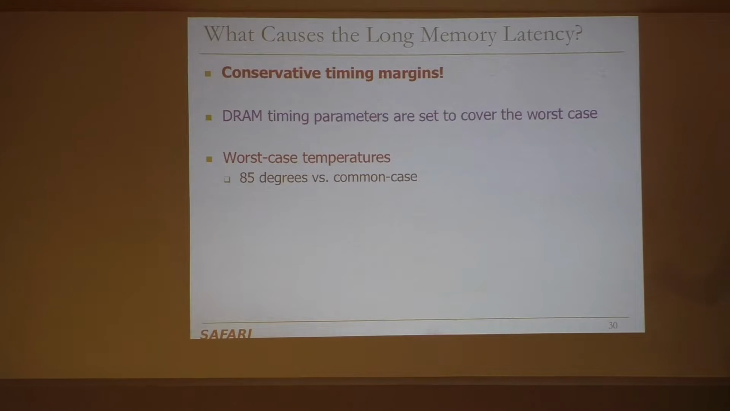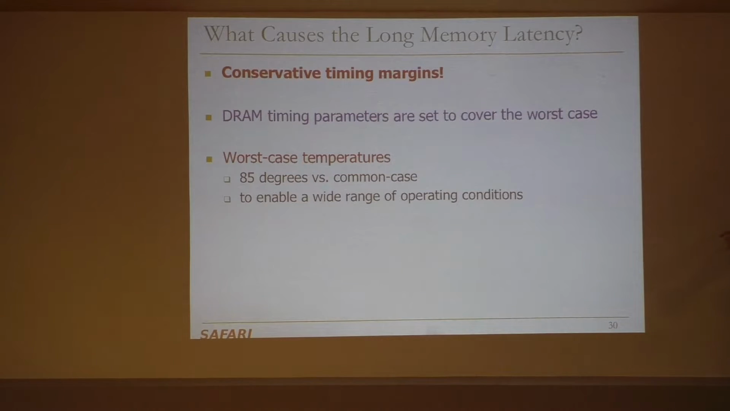DRAM is specified to operate at 85 degrees, but the common case is not 85 degrees. I'm going to show you some results in a little bit. Common case is, let's say, 50 degrees or 45 degrees. But the latency is specified at 85 degrees. At 85 degrees, you have a lot of leakage.